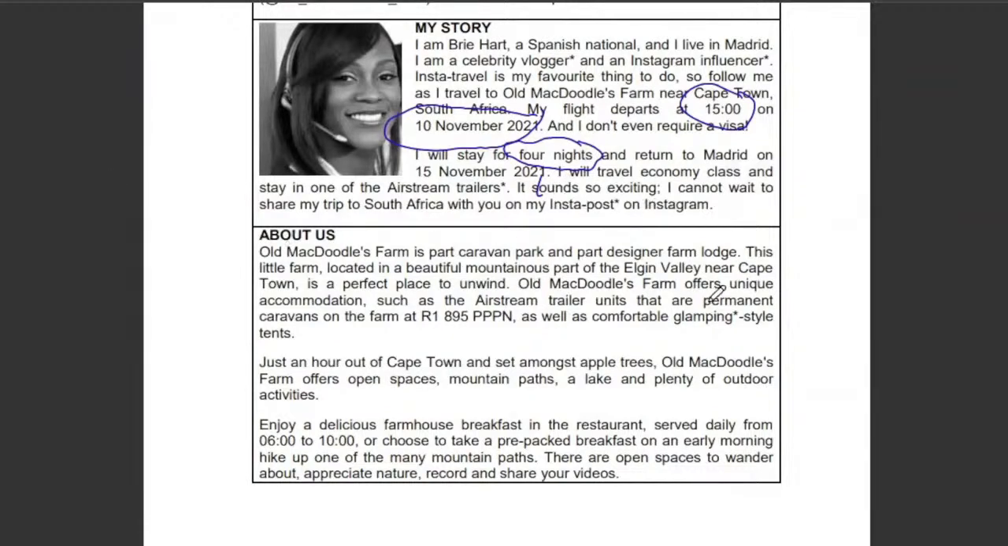Then about us, McDoodoo's Farm is a caravan park and part designer farm lodge. This little farm located in a beautiful mountainous part of the Elgin Valley near Cape Town is a perfect place to unwind. Old McDoodoo's Farm offers unique accommodations such as Airstream trailer units that are permanent caravans on the farm, which are charged at, let's also highlight this, it will be important in answering our question, 1,895 per person, as well as comfortable glamping style tents.